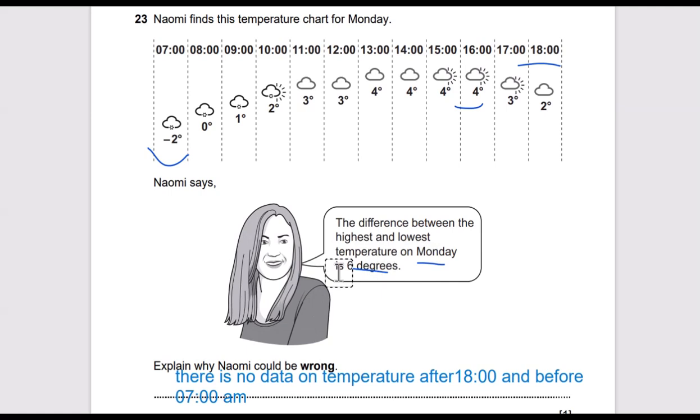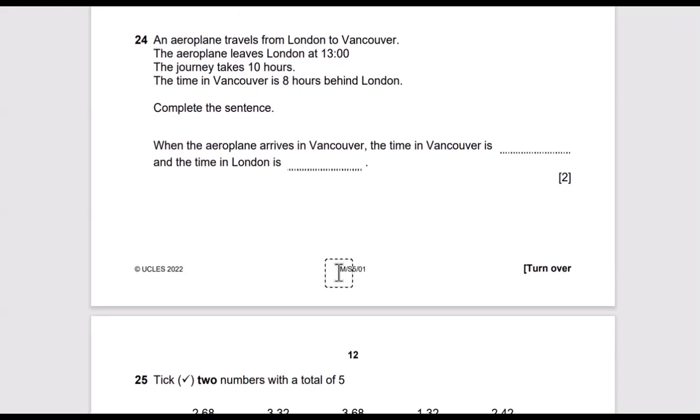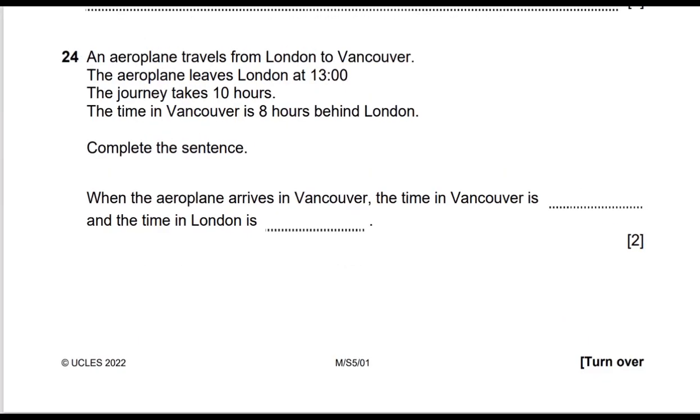All right, next we move on to question 24. An aeroplane travels from London to Vancouver. The aeroplane leaves London at 13:00. The journey takes 10 hours. Time in Vancouver is 8 hours behind London. Complete the sentence: when the aeroplane arrived in Vancouver, the time in Vancouver is what, and the time in London is what?